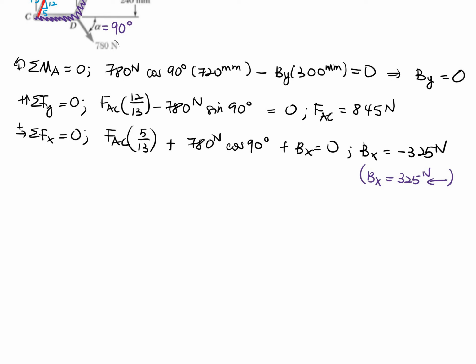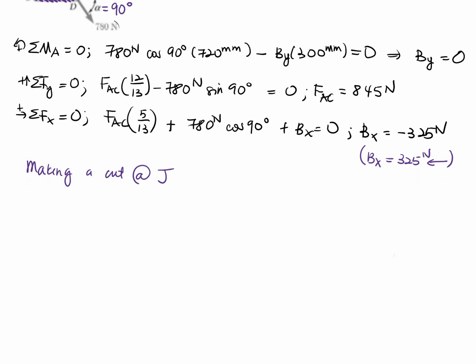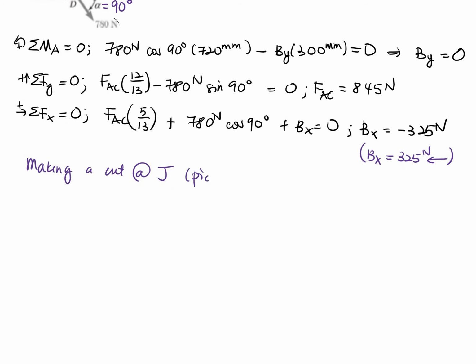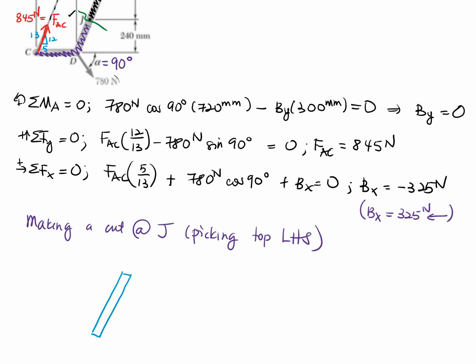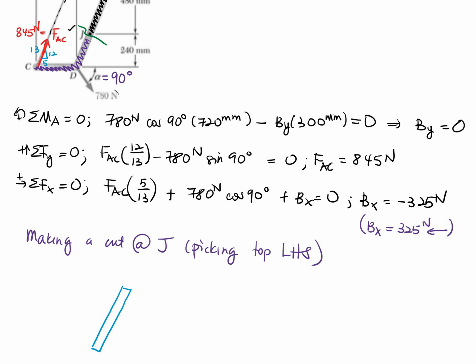All right, so if you're going to make a cut, a point J, and we're picking one side, top left hand side. So we have our free body diagram of the cut that we've made. Okay, we know that there is 325.